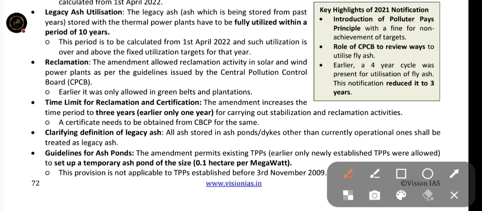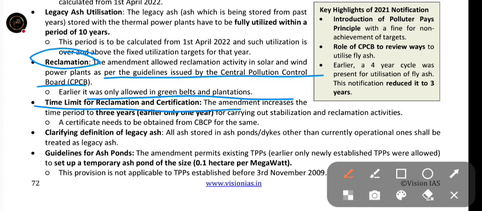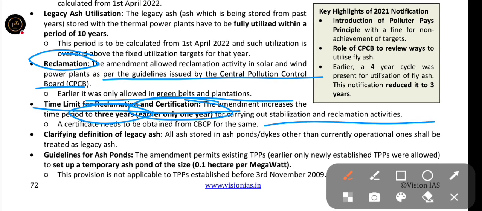And next is the reclamation. The amendment allowed reclamation activity in solar and wind power plants as per the guidelines issued by the Central Pollution Control Board. Okay, and earlier it was only allowed in green belts and plantations. And next is the time limit for reclamation and certification. The amendment increases the time period to 3 years, so you should remember this. Okay, earlier it was only 1 year. For carrying out stabilization and reclamation, approval needs to be obtained from the Central Pollution Control Board for the same.